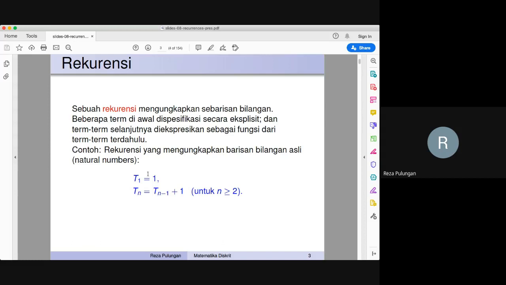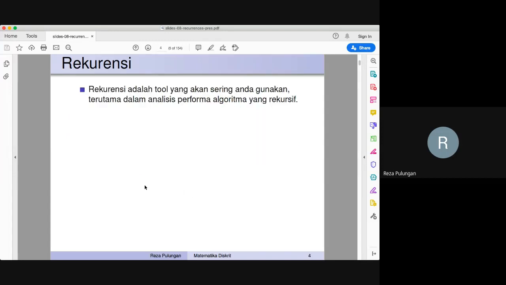When does it finish? This is usually provided by the boundary condition. This is what we call the boundary condition, when it finishes. Okay, so this is an example of recurrence.